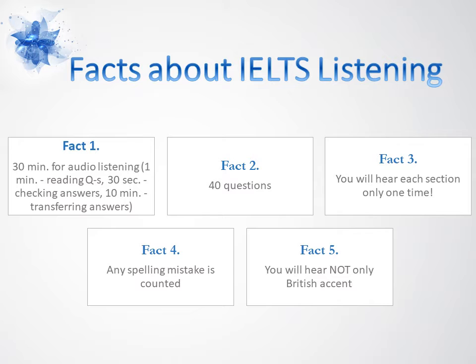Fact 5, also additionally for spelling mistakes, you shouldn't use contractions, which means you shouldn't make short versions. For example, the word don't won't give you a point, so you need to write do not. So don't contract. For example, don't write she's, write she is. So you need to write the answers in full form, never contract.